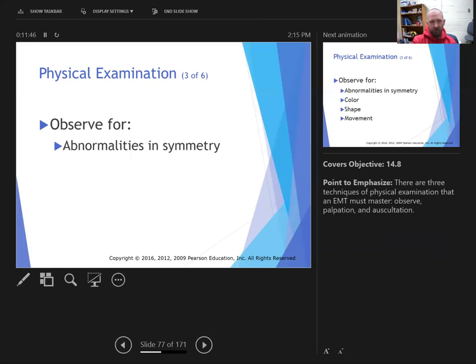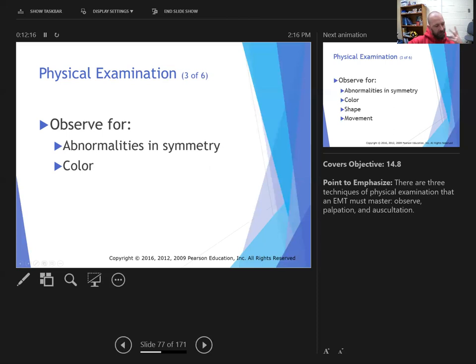Well, we probably don't know this person. We've probably never seen this person in our lives, things like that. So the easiest way to be able to do that is to take the injured hand and compare it to the other one. Is it the same? Is one more swollen? Is one discolored? Or is it misshapen compared to the other one? So we're going to look for abnormalities in symmetry. Usually those abnormalities can point us to those injuries.